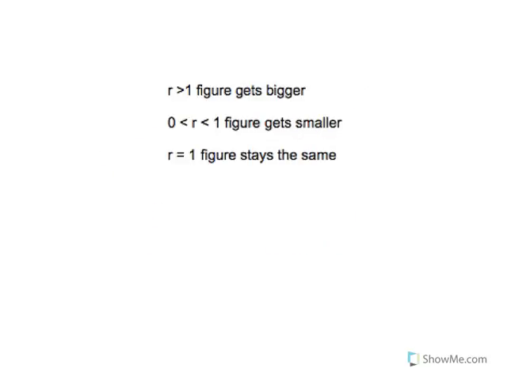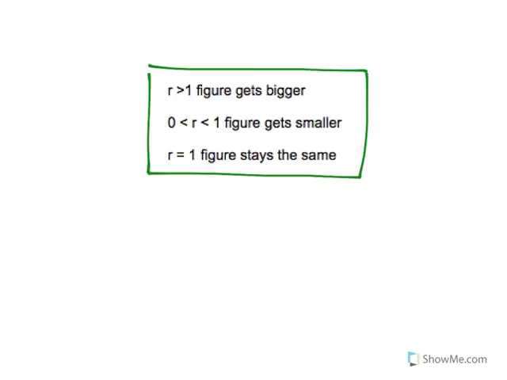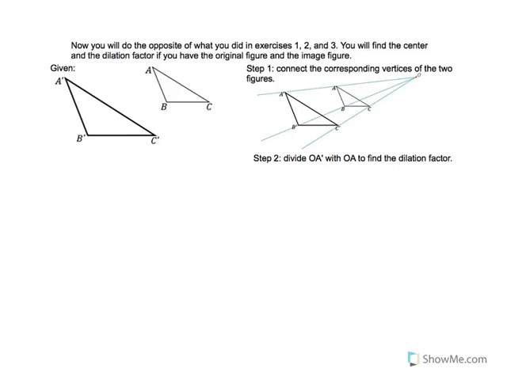This is a summary of everything you should know by the end of this lesson. When R is greater than 1, the figure gets bigger. When R is a decimal or a fraction, the figure gets smaller. And when R equals 1, the figure stays the same.